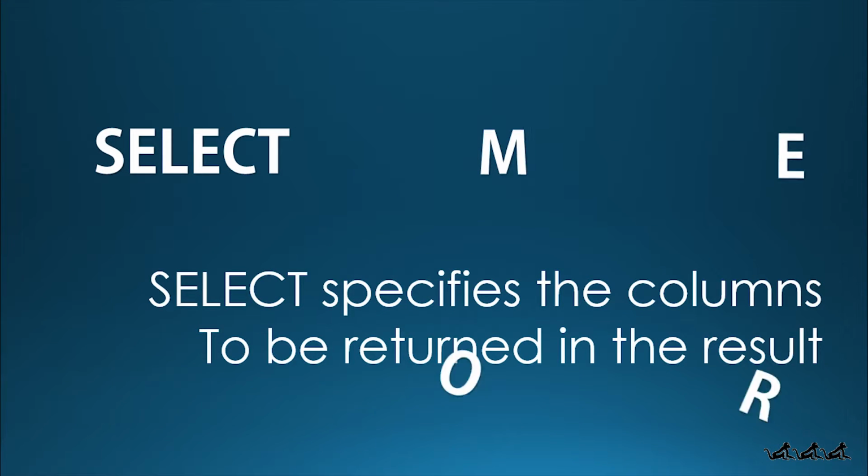The select clause specifies the columns, the fields, the attributes, whichever term you want to use, that are going to be returned in the result set. So for example, if we're going to choose the first name and last name of our employees, we're going to say select last name, comma, first name, and then specify the table from which those results are coming.